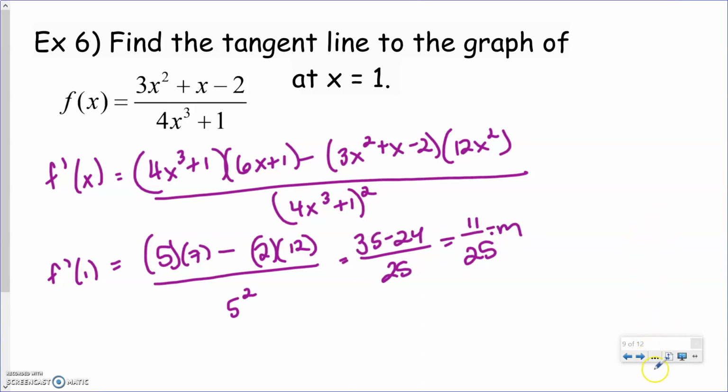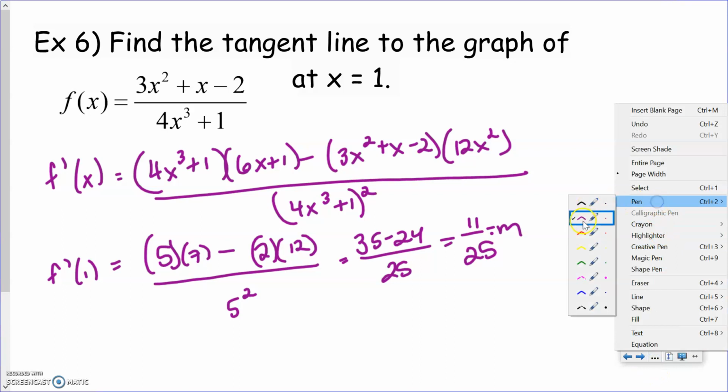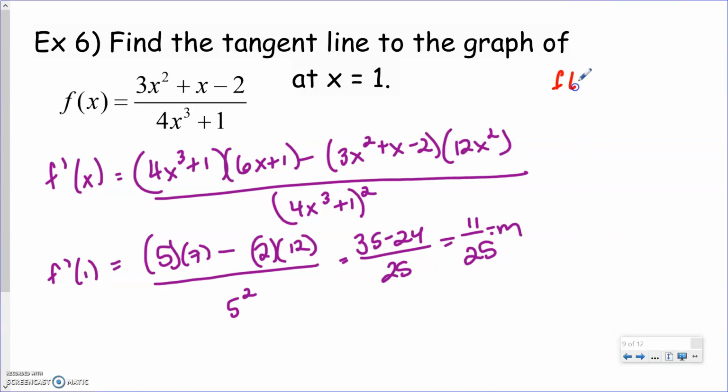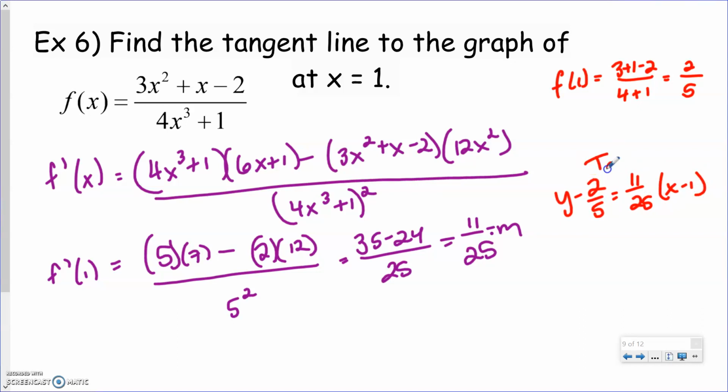And then I'm also going to plug this into the original function so I can find my y value. So f of 1 gives me 3 plus 1 minus 2 over 4 plus 1. So 4 minus 2 is 2 over 5. So we're going to do y minus 2/5 equals 11/25 times x minus 1. This is a tangent line.